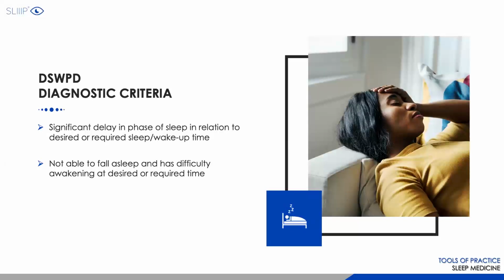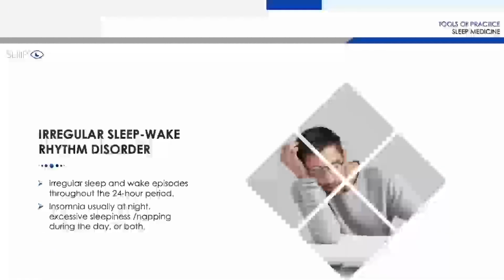So yeah, delayed sleep phase is not being able to fall asleep at socially acceptable times, and then they have difficulty waking up when they should, whether it's at school and so on.